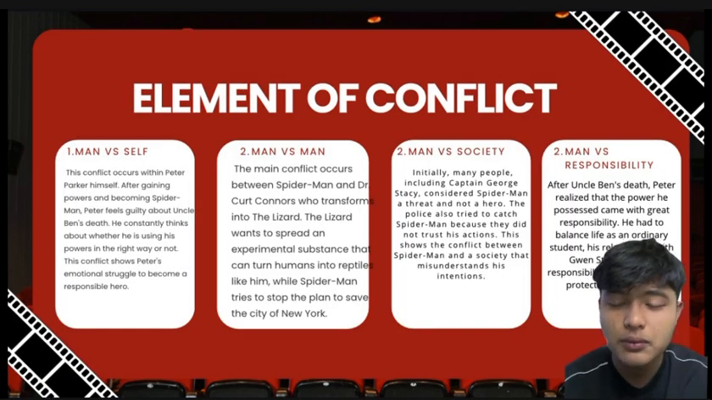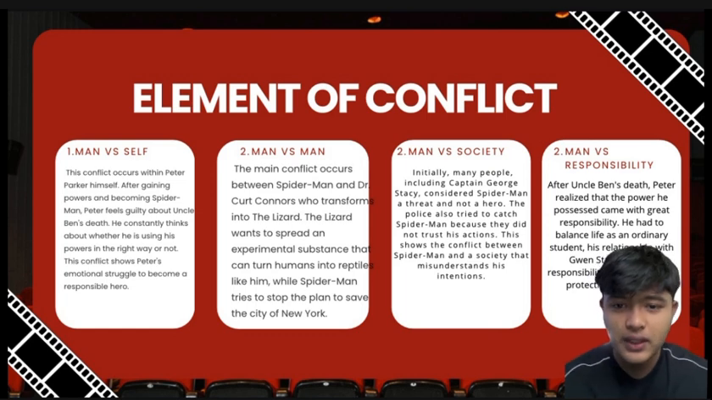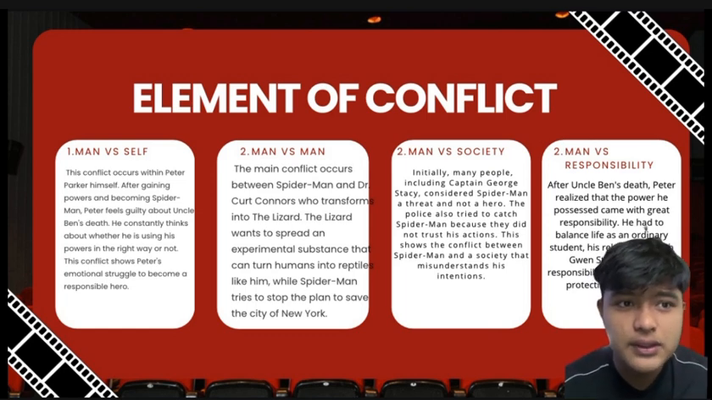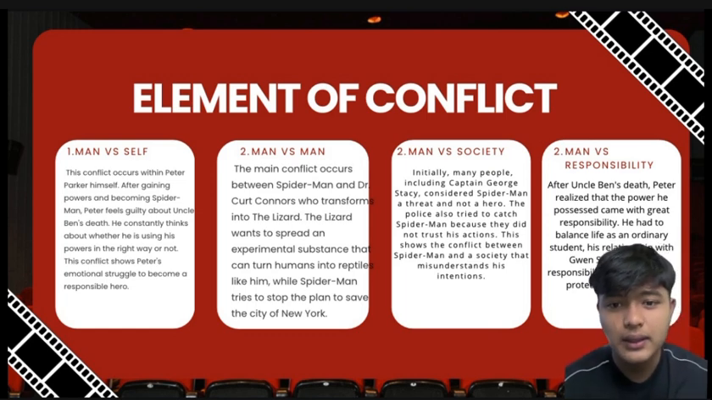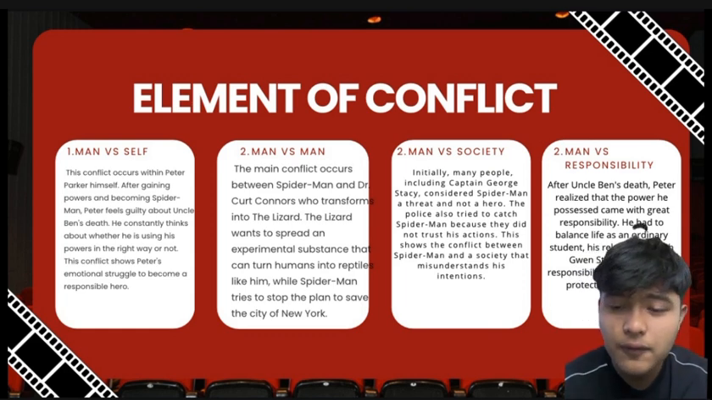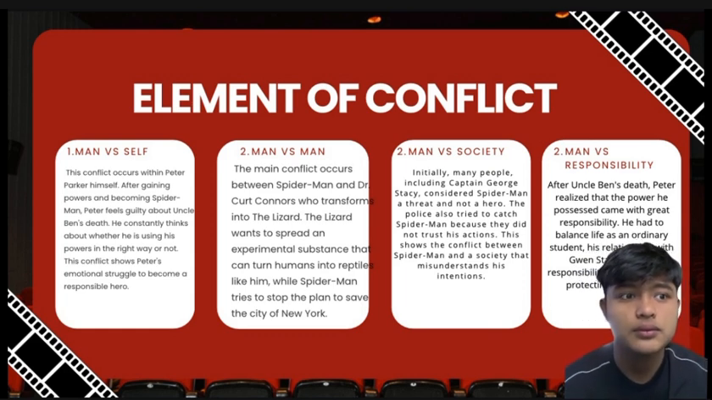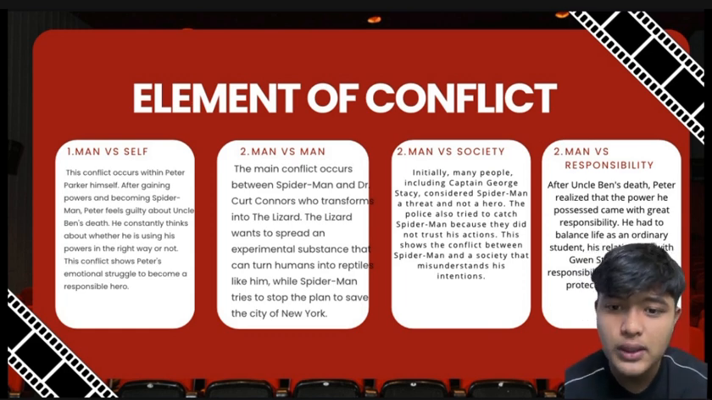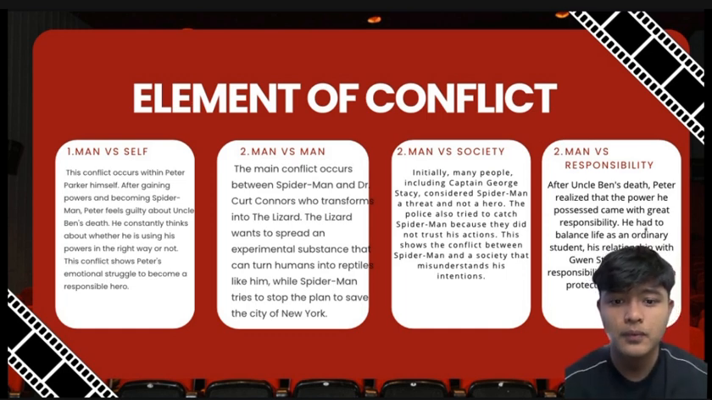Now we begin with the next slide. The next slide is the element of conflict. There are several types of conflict in this movie, and the first one is man versus self. For man versus self, Peter struggles with his identity. He is confused about whether to live a normal life or accept his role as Spider-Man.